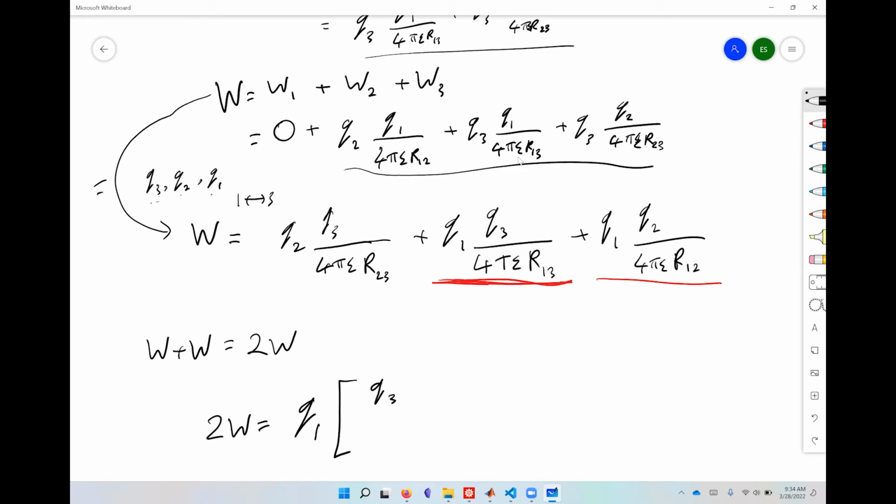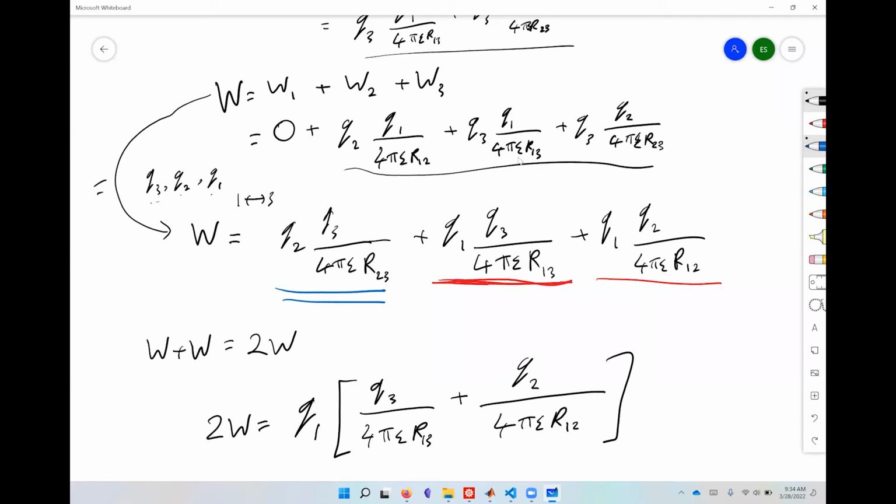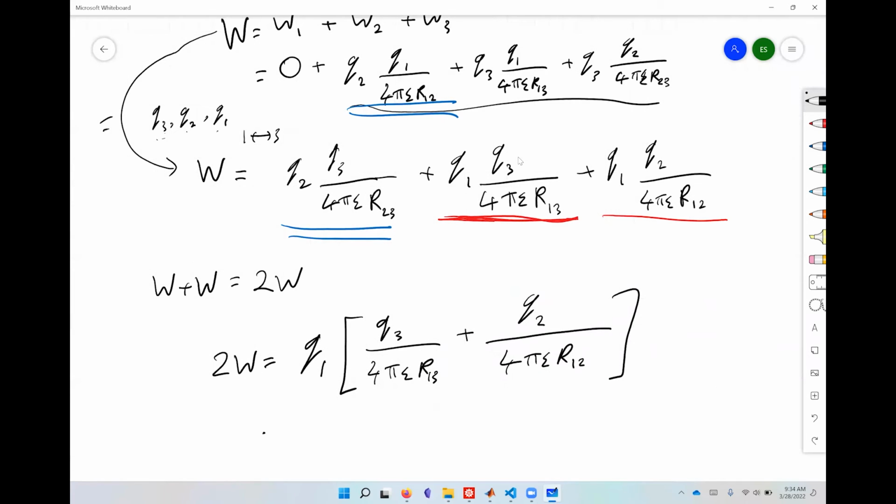And now we'll see the pattern emerging. Q3 over 4 pi epsilon R13 plus Q2 over 4 pi epsilon R12. And then let me collect the terms with Q2. The terms with Q2 are this and this. And take Q2 out. Plus Q2.